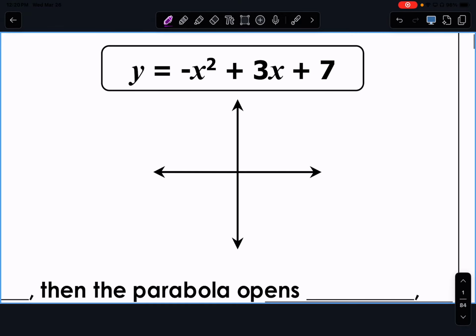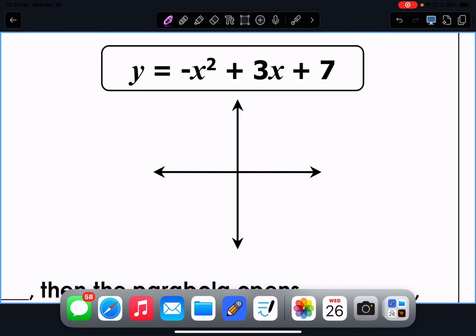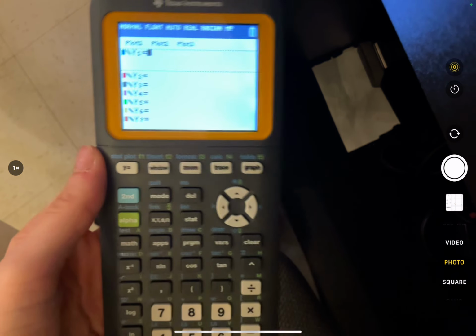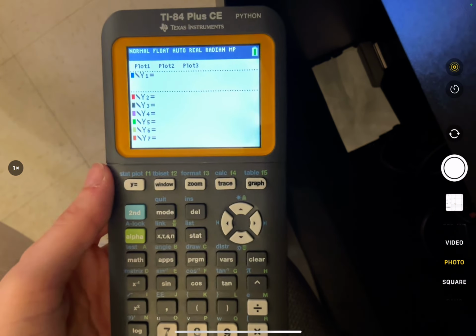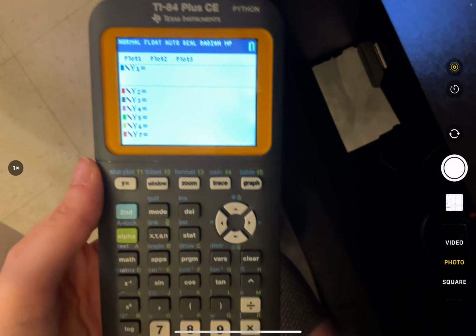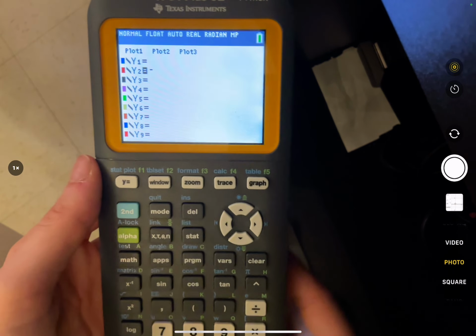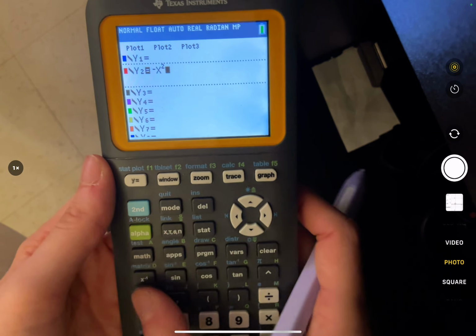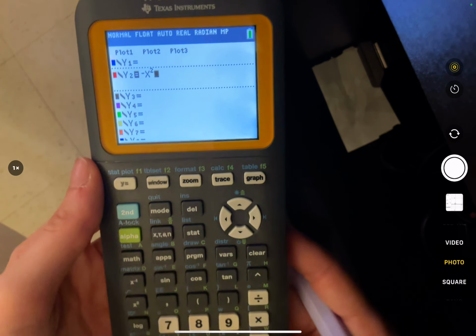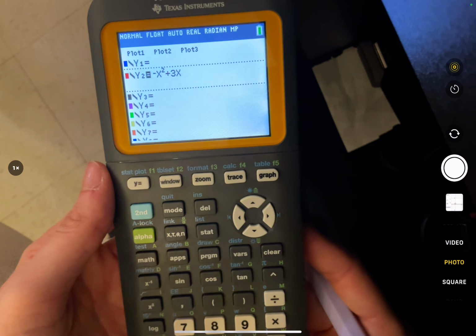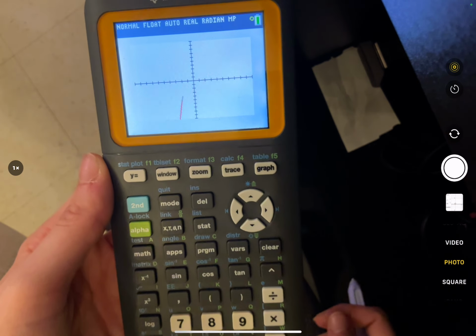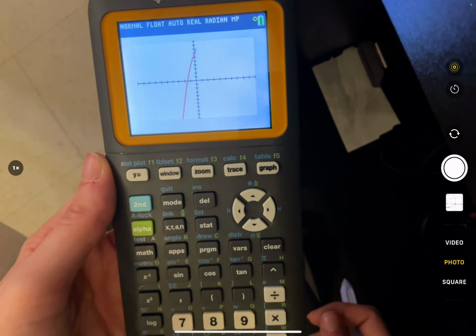For this one, we're going to do the same thing. You are going to click your y equals button again, clear out that equation, and then type in the next one. Can we go to the red one? Yes, that'll just change the color it graphs it in. So you do negative x squared plus 3x plus 7. Graph. And there we go.